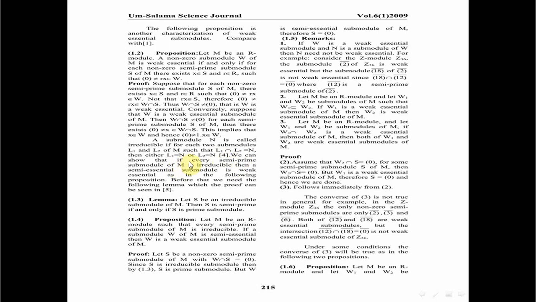We can show that if every semi-prime submodule of M is irreducible, then a semi-essential submodule of M is weak essential. So we said that every weak essential is semi-essential, but the converse is not true. If every semi-prime submodule of M is irreducible, then the converse becomes true.